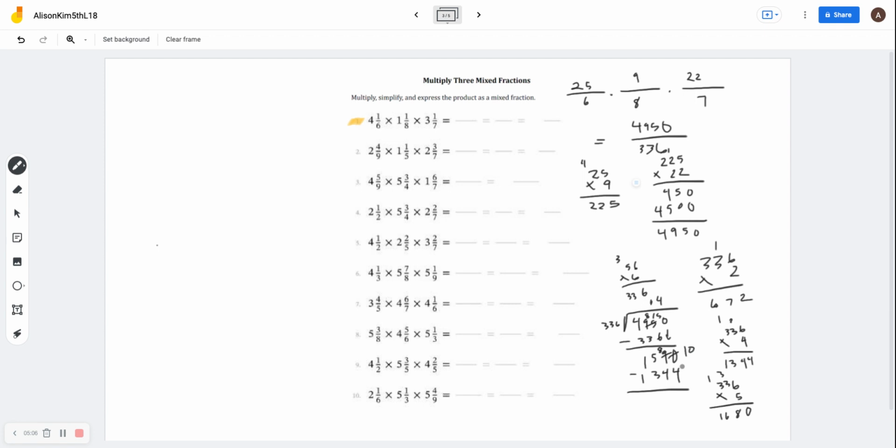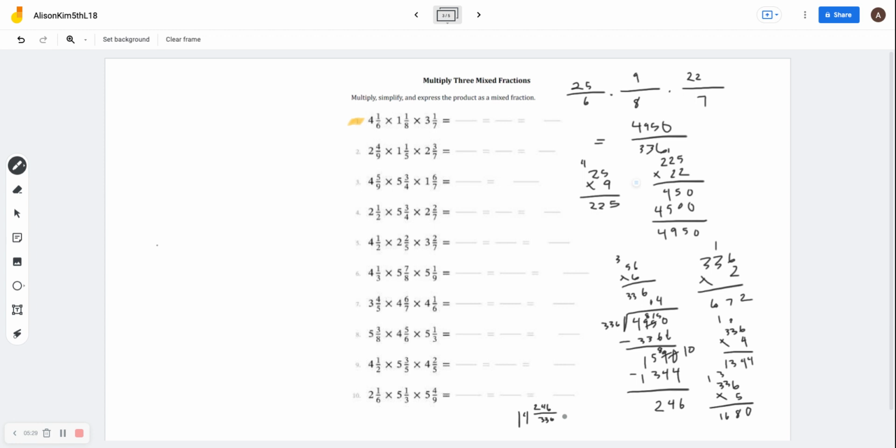So it's 10 minus 4 is 6, 8 minus 4 is 4, and 5 minus 3 is 2. So our mixed number would be 14 and 246 over 336. However, this fraction can be simplified further because they both end in 6.